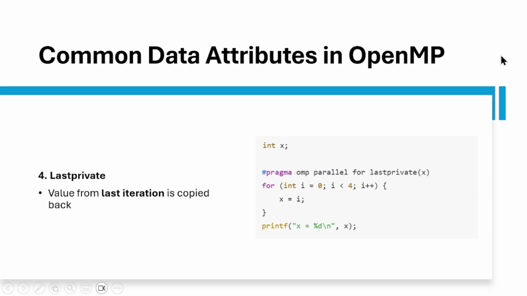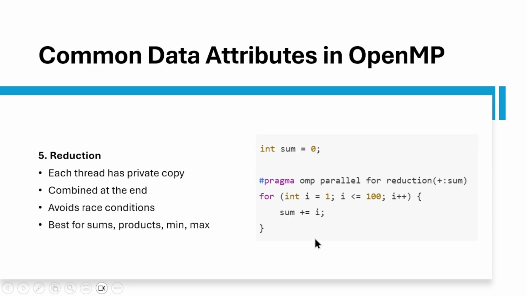Suppose here you can see pragma omp parallel for lastprivate of x, and in this for loop, i equal to 0, i is less than 4, i plus plus, x equal to i. The last iteration value will be copied into x, and that will be printed here.